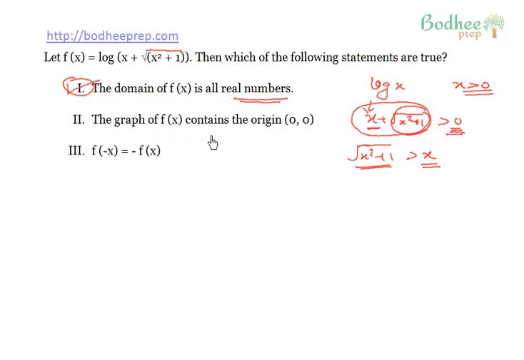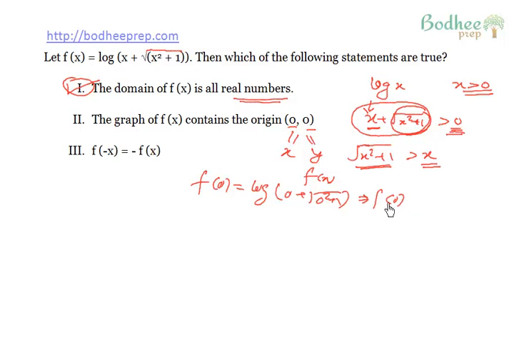Second statement is very easy. It says that the graph contains (0, 0). That means for x equal to 0, am I getting y equal to 0, or f of x equal to 0? You can clearly see that if I put x equal to 0, f of 0 is log of 0 plus under root of 0 plus 1, which is log of 1, and log of 1 is 0. So the origin is one of the solutions.